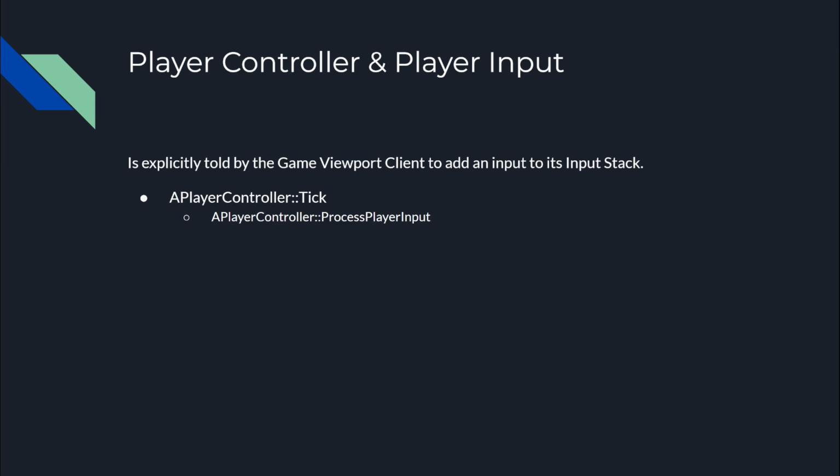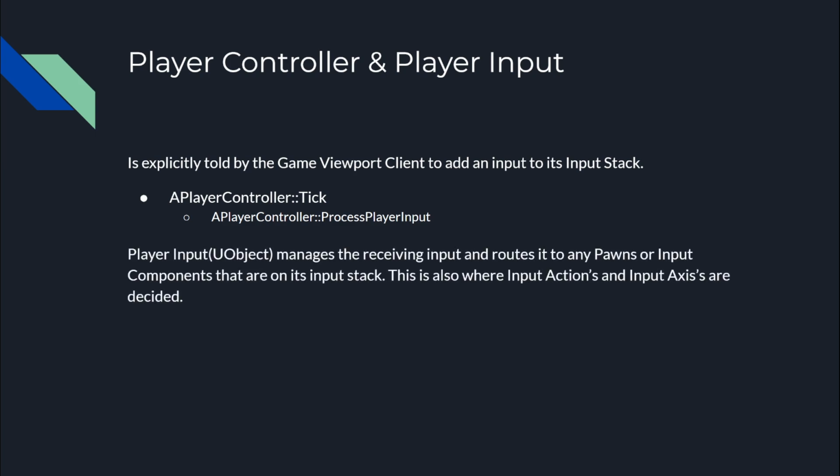And from there, it actually has a literal array of keys and inputs that are being sent in from the game viewport client. So the game viewport client is grabbing that array and just adding to it. That way, when the player controller ticks, it sees this new change in the array and then processes those inputs. So then after that, it sends it to the player input object. This is inside of the player controller.